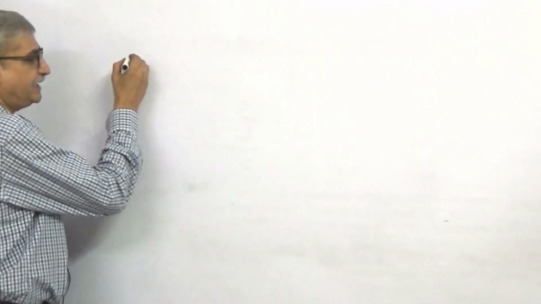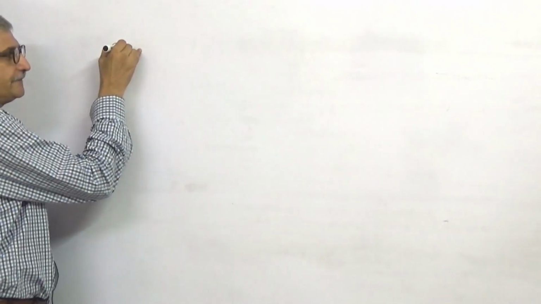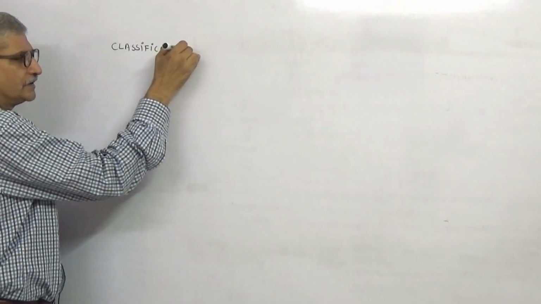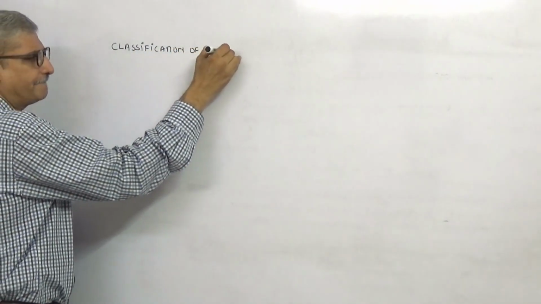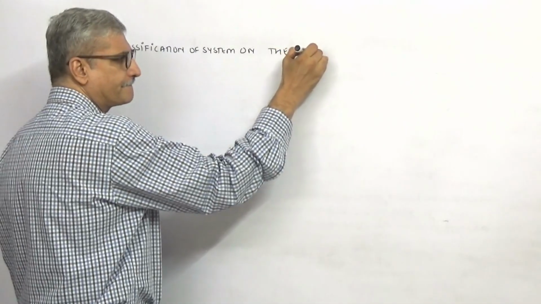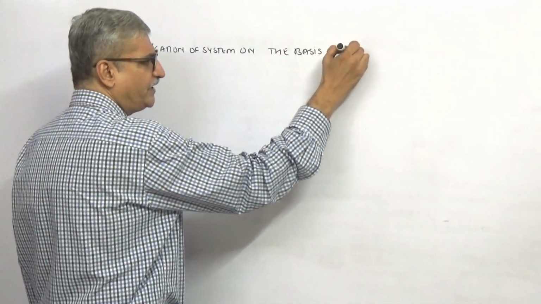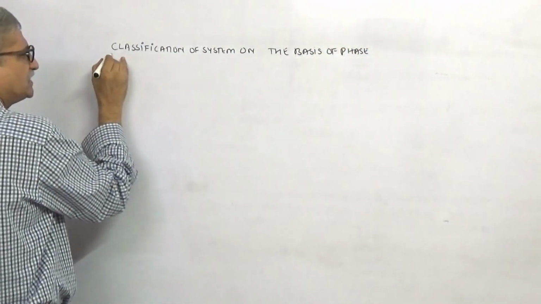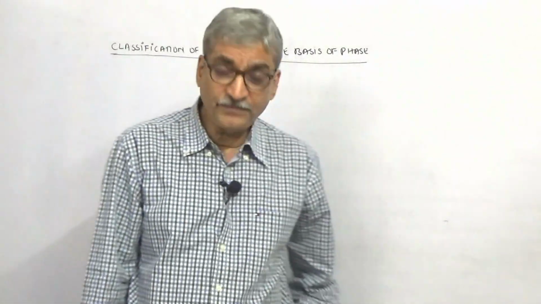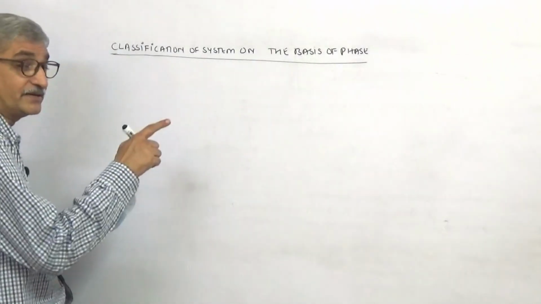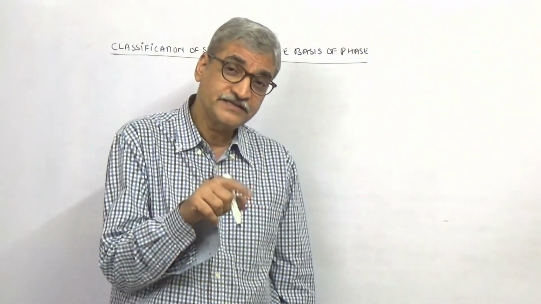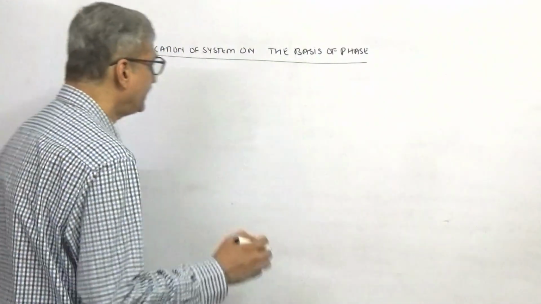Next is classification of system on the basis of phase. Phase is what? Solid, liquid, gas. So based on this, there are 2 types of system. Remember, classification on the basis of boundary: open, closed, isolated. And classification on the basis of phase is homogeneous and heterogeneous.